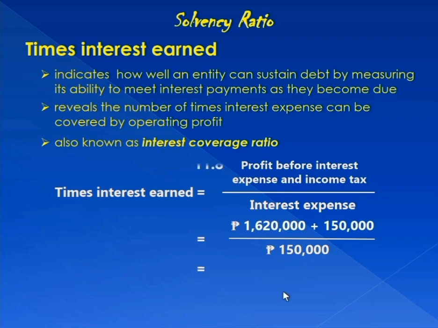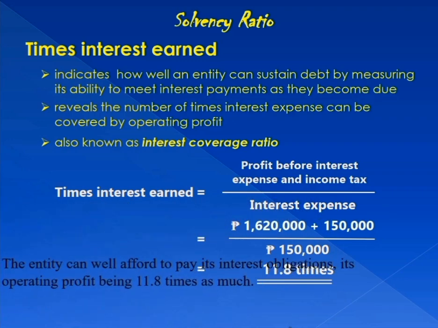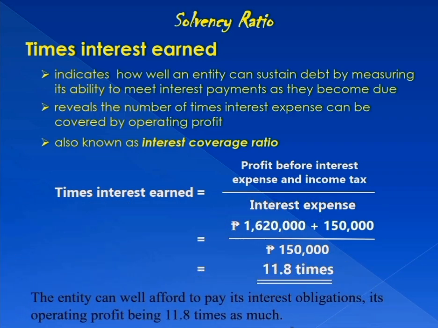And that is equal to 11.8, or 11.8 times. The entity can well afford to pay its interest obligations, its operating profit being 11.8 times as much.